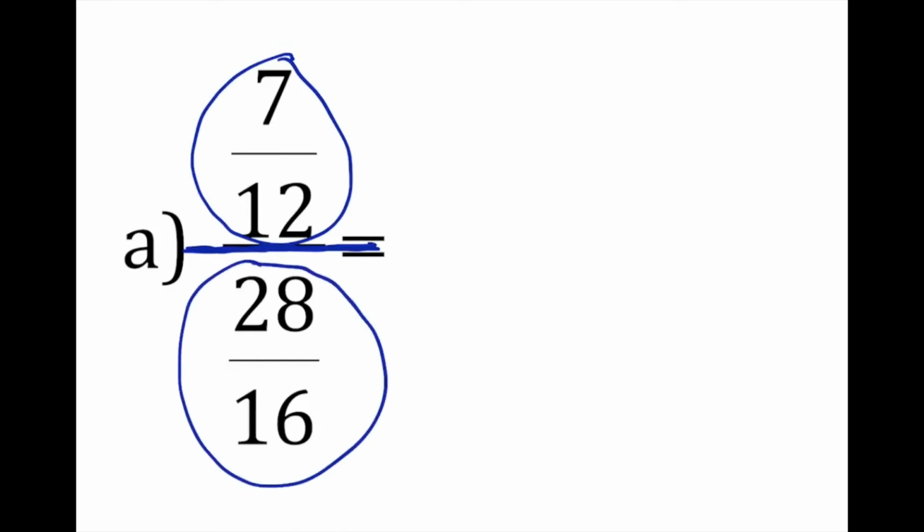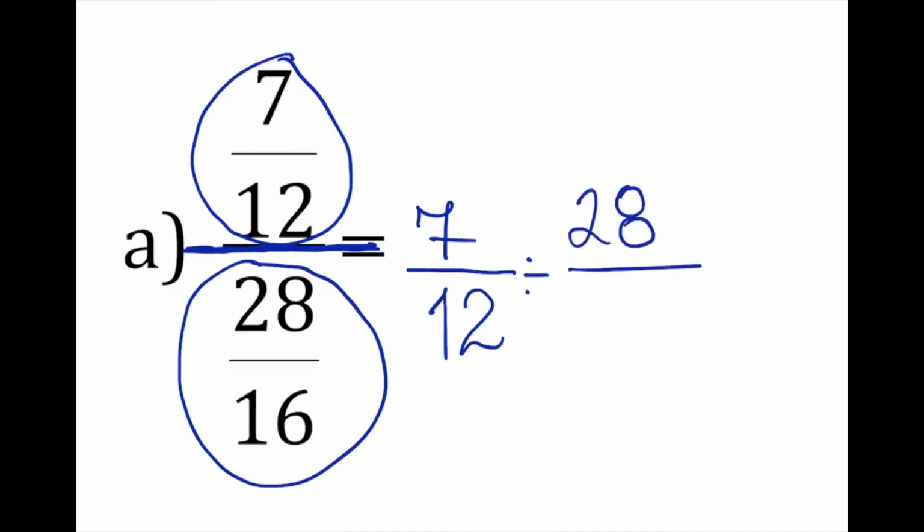Now on the next page we have this scary thing, which is called a complex or a compound fraction, because we have this big fraction right there. This would be our fraction line, and this will be our numerator, and this is our denominator. So what we do is we just rewrite this as 7 over 12, and we divide by 28 over 16. And as you remember, when we divide, we multiply by a reciprocal, so 7 over 12 multiplied by 16 over 28.